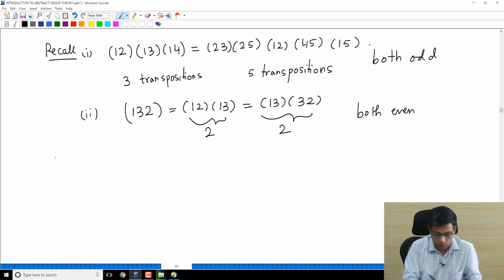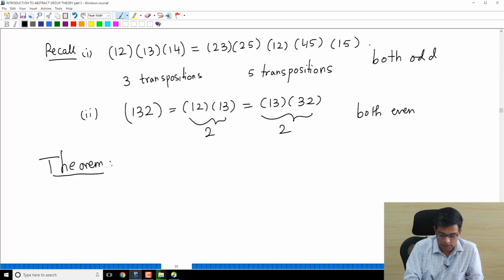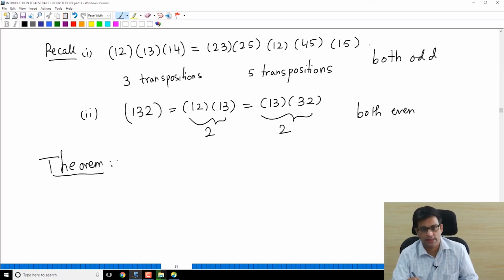So the theorem that I want to prove in this video, and it will take me some time to prove this, we will do various examples to understand the proof, and then I'll prove it. The theorem is, informally, if you want to say the theorem, it says that if a permutation has a description as a product of transpositions in 2 different ways, the number of transpositions required in both of them has the same parity. So they're both even or they're both odd.